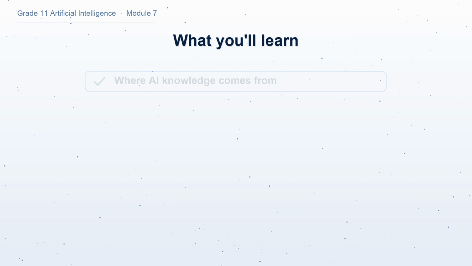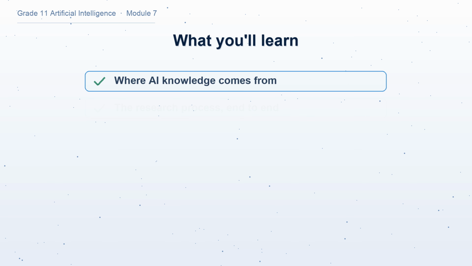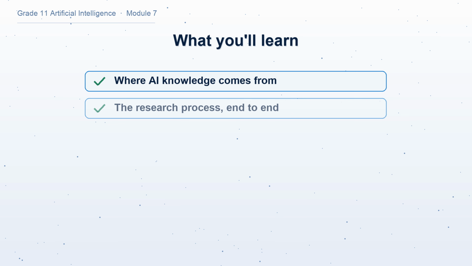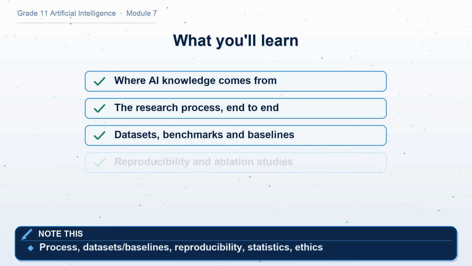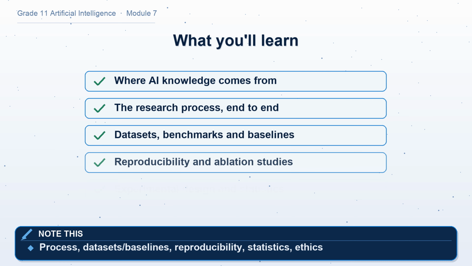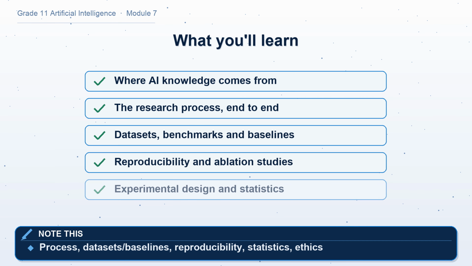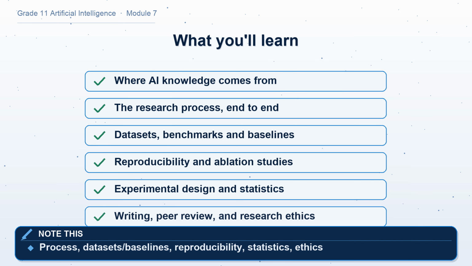Here is our plan for the module. We'll see where AI knowledge comes from. We'll walk the research process from end to end. We'll meet datasets, benchmarks, and baselines, then reproducibility and ablation studies. We'll cover experimental design and a little statistics, and finish with writing, peer review, and ethics in research. Let's start with where AI knowledge actually comes from.